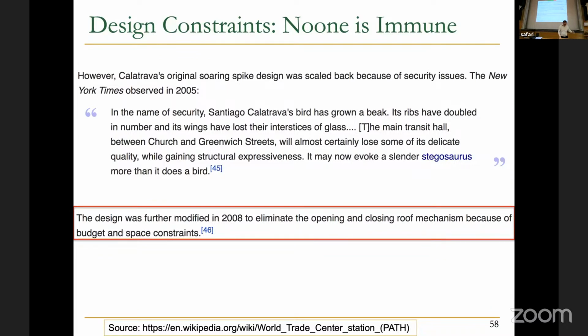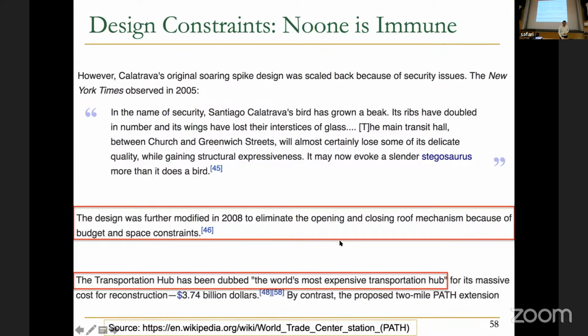Nobody should have also, perhaps, but basically you can see that cost also came in. They had to eliminate the opening and closing of the roof because of budget and space constraints. And you can see the cost also, it's almost $4 billion according to this article, which is on Wikipedia.